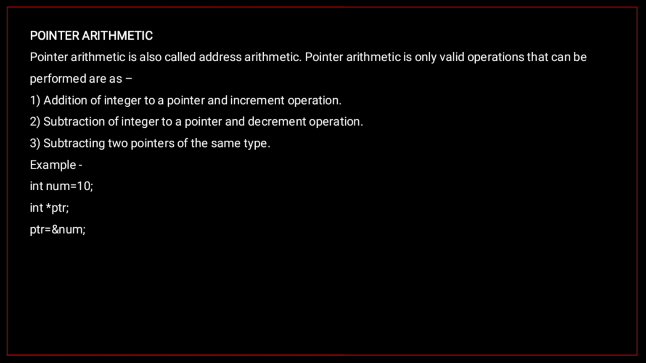Now see, this is the example. int num equal to 10 semicolon, int star ptr. This is called a pointer declaration. And ptr equal to ampersand num semicolon. This is called a pointer initialization. The pointer arithmetic is performed relative to the size of base type of pointer. In this example, we have an integer pointer ptr which contains address 1000. Then on incrementing it by 1, we will get 1002, that is 1000 plus 1 star 2, because the size of integer data type is 2 bytes.